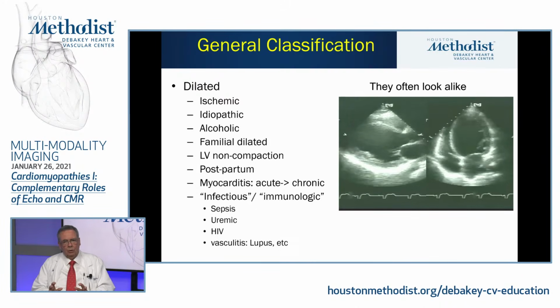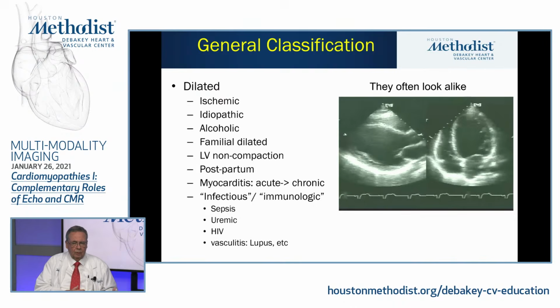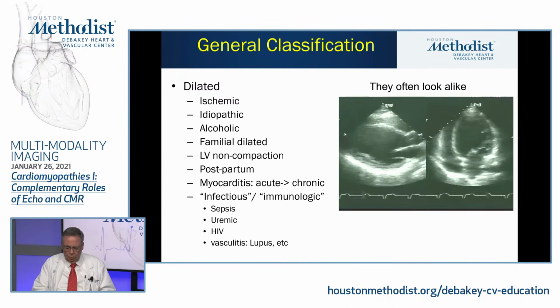The LV, of course, is universally affected. The RV may or may not be, depending on severity of illness and hemodynamic abnormalities. And the same thing for the atria. They can be enlarged or normal based on disease expression as well as hemodynamic changes.